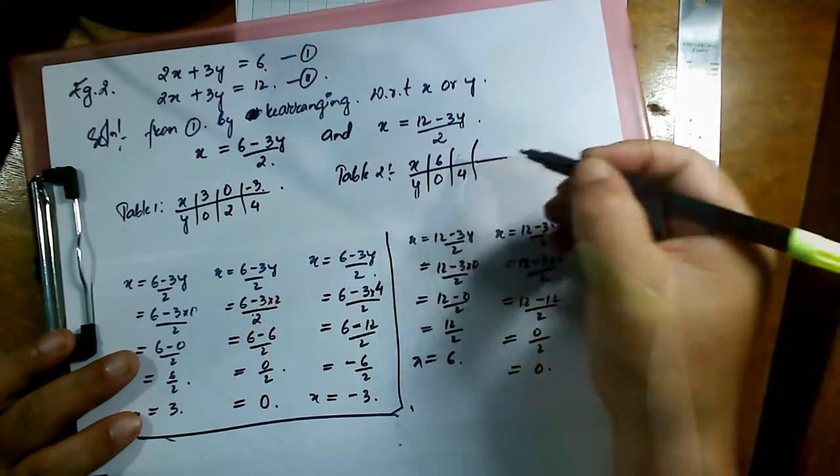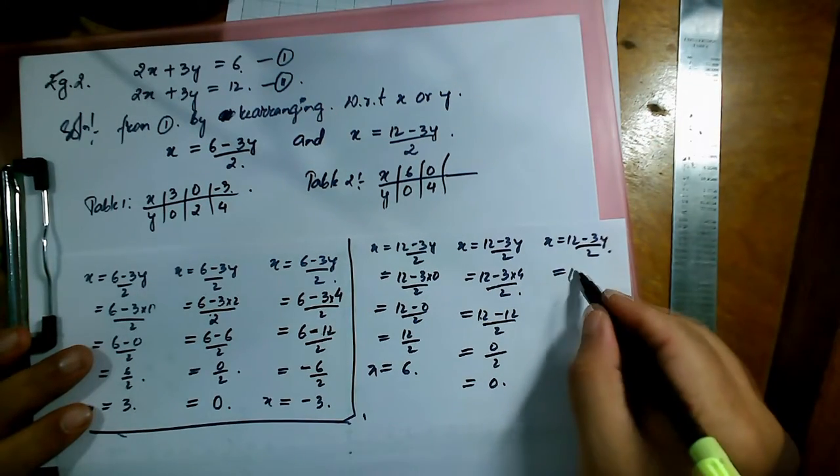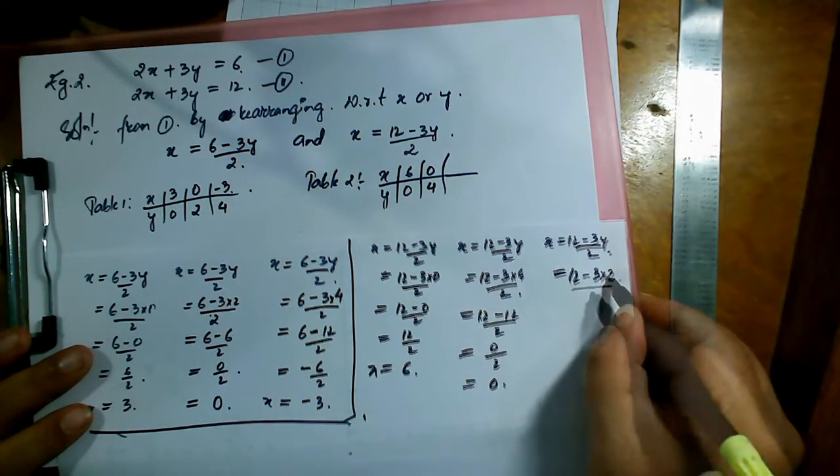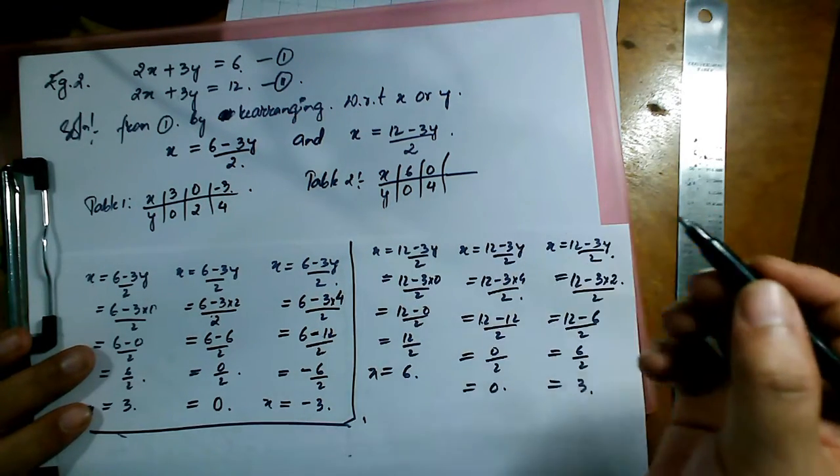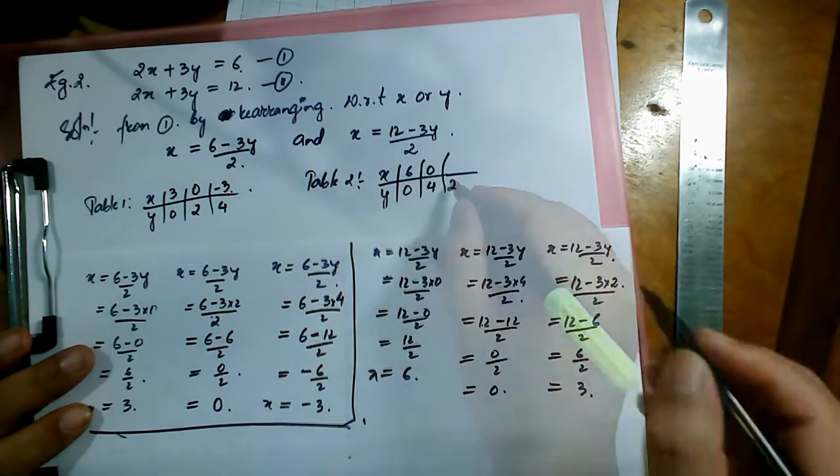So when y is 4, x is 0. And let's take a smaller one. 12 minus 3 into 2, 3 times 2 is 6, 12 minus 6 is 6, divided by 2 is 3. When y is 2, x will be 3.